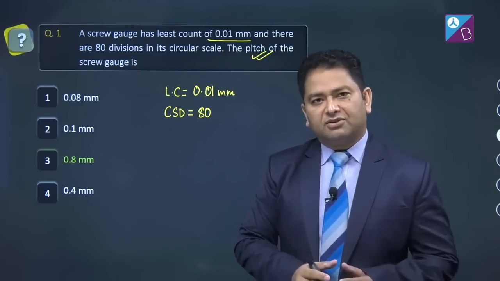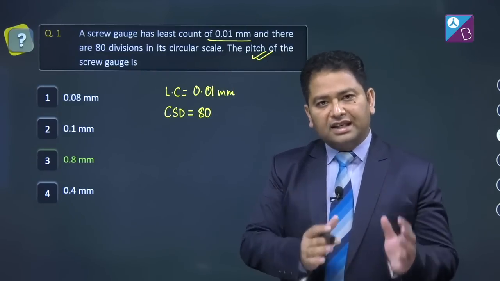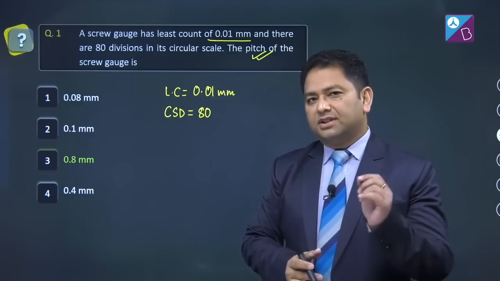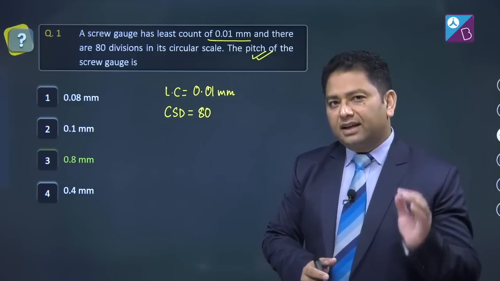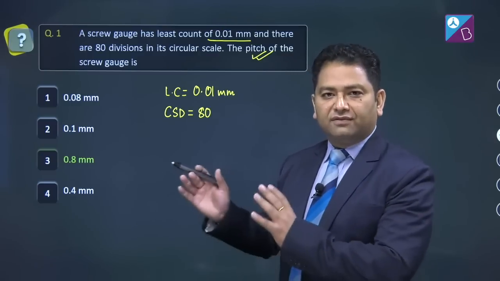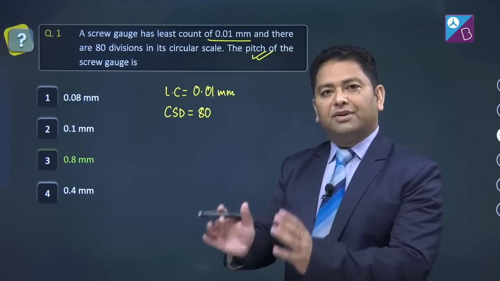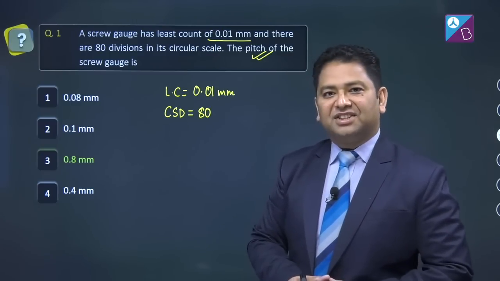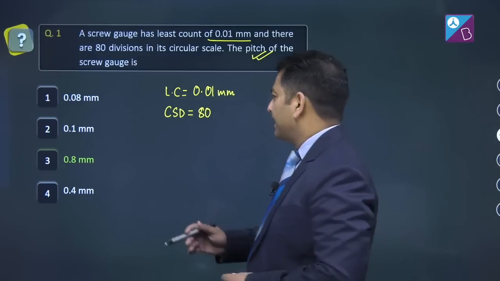Direct formula based question और आम तौर पे NEET के respect में vernier caliper screw gauge में you get a direct formula based question. So please ensure that your preparation for this topic is good before you sit for the NEET examination. Formula क्या है?